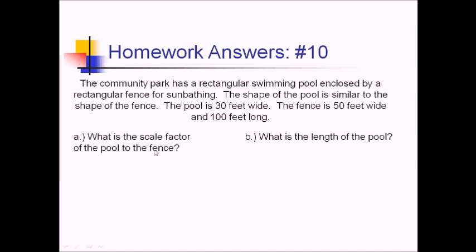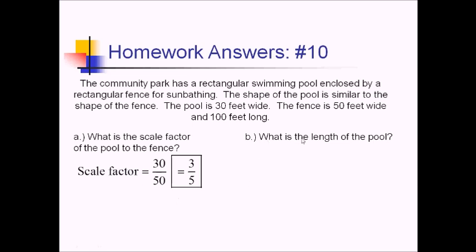Well, we only have one side that they both have, and that is the width. They told us the pool was 30 feet wide and the fence was 50 feet wide, so we'll do a ratio between 30 and 50. So 30 over 50, that's going to reduce to 3 over 5.